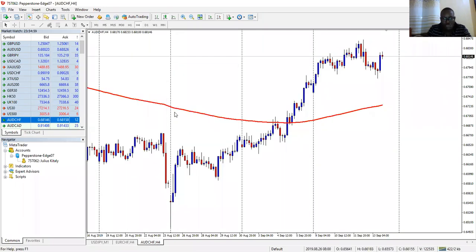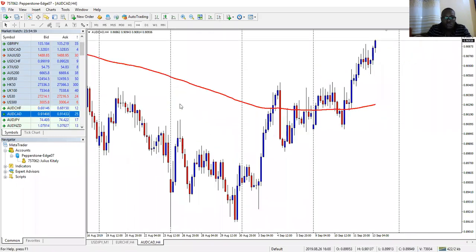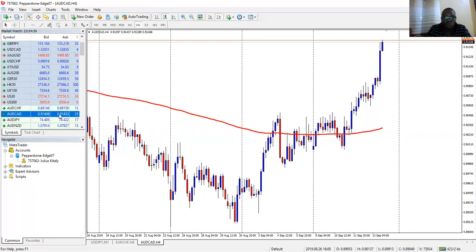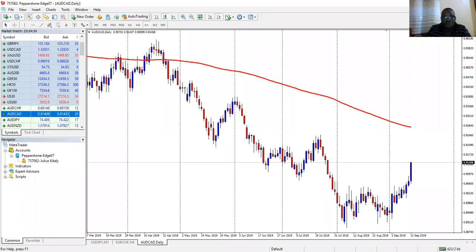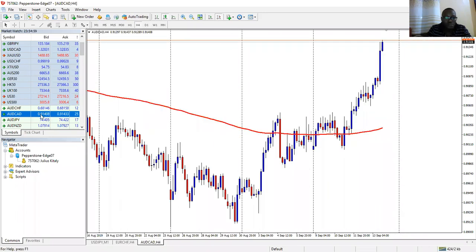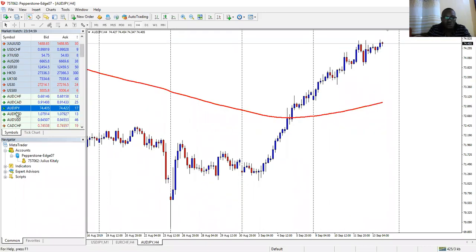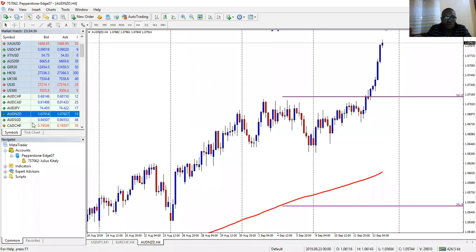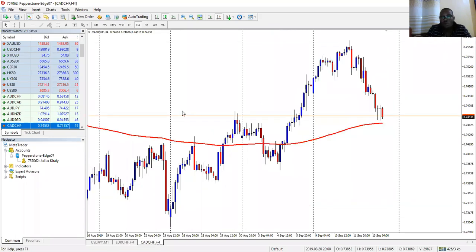If you can help me, guys, if you can see a head and shoulder pattern in a time frame, please let me know. Maybe someone. Okay. Wow. This is wonderful.